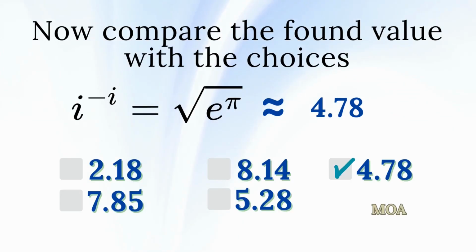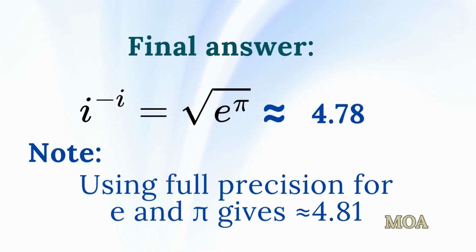Among the 5 proposed answers, the value that matches is 4.78. So the correct choice is the option equal to 4.78. Final answer. i raised to the power -i equals e to the power pi/2, which is approximately 4.78. Note, if you use full precision for e and pi on a calculator, the result will be close to 4.81.